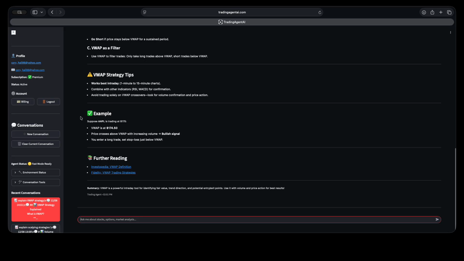So an example, and this is just example data. Suppose Apple is trading at 175 and the VWAP is 174.50. Price crosses above VWAP with increasing volume, that's a bullish signal. You enter a long trade and set the stop loss just below VWAP. The summary: VWAP is a powerful intraday tool for identifying fair value, trend direction, and potential entry and exit points. Use it with volume and price action for best results.